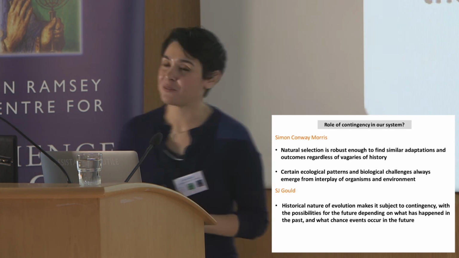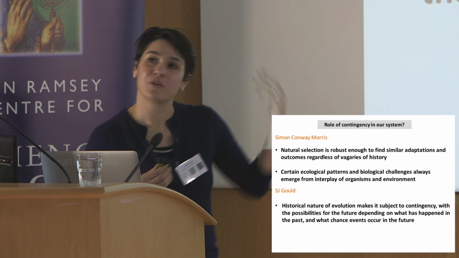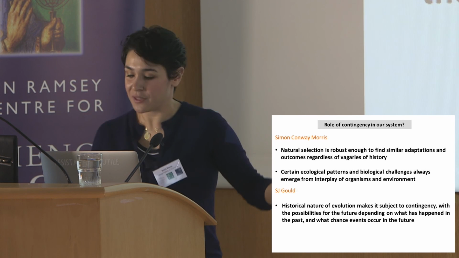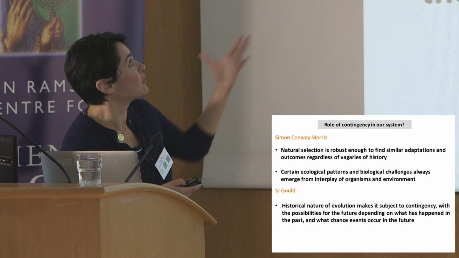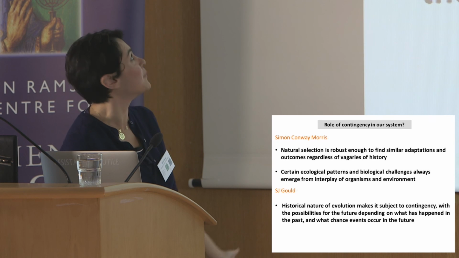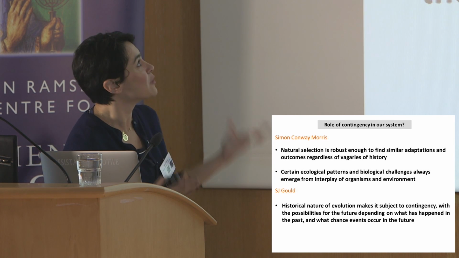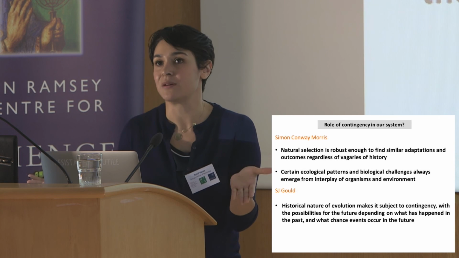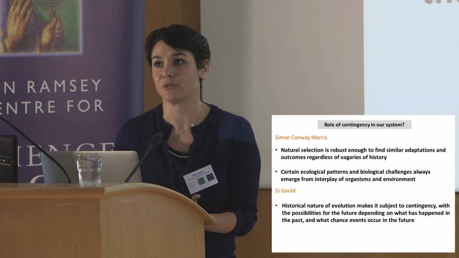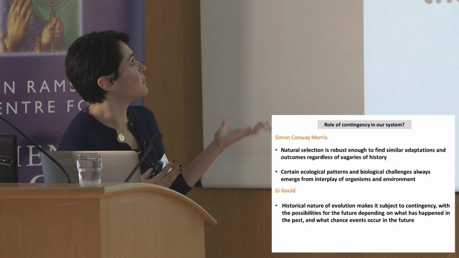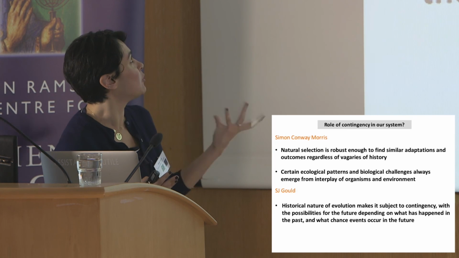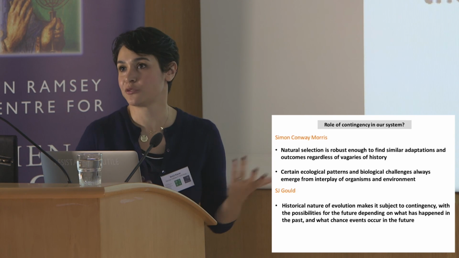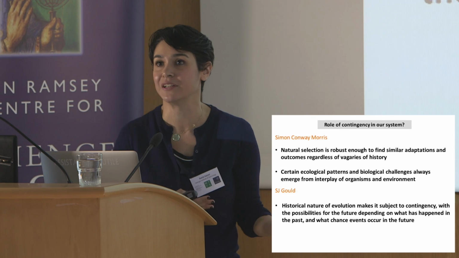Let's see if I can get away with this, but I feel that both things are happening in the system in a way. That we have both views. We have natural selection, which is robust enough to find similar adaptations and outcomes regardless of the history. So it is perhaps true that we see the same outcome, that there's an upregulation of the suboptimal protein, and certain patterns and biological challenges always emerge from the interplay. How can anyone say no to this? I mean, it is true. It's a fact, and it is happening in the system.